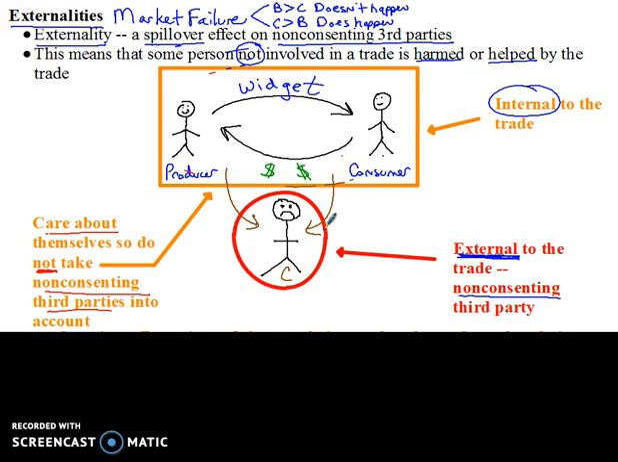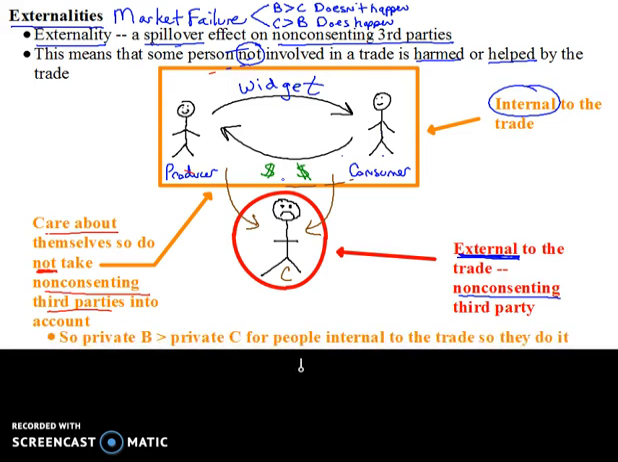All right. So it might be that for the people inside the trade, the benefits outweigh the costs. Okay? When I say private here, that's what I mean. The people that were internal to the trade, the private benefits that these two guys get from the trade might be greater than the private costs, and so that's why they engage in the trade. That's why they do it, because they're both better off.